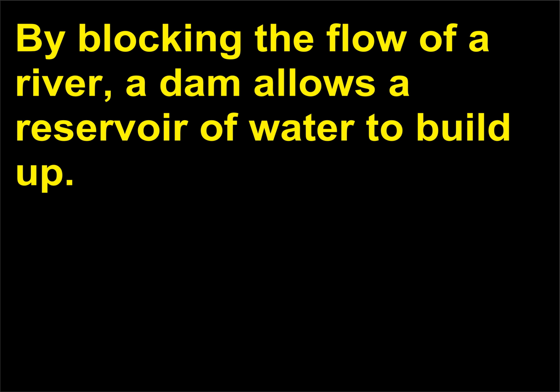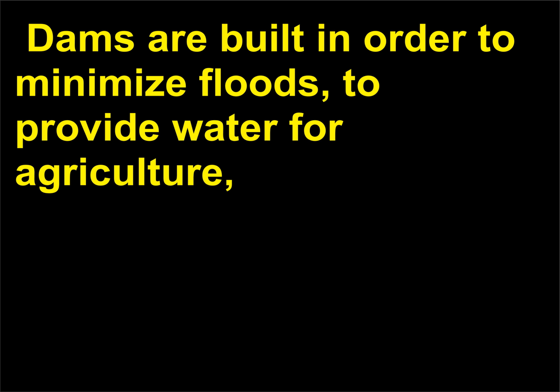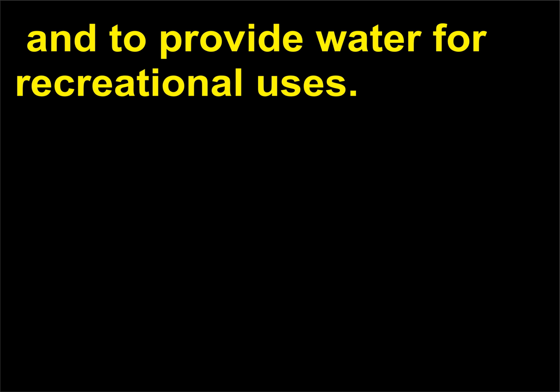What do dams do? By blocking the flow of a river, a dam allows a reservoir of water to build up. Dams are built in order to minimize floods, to provide water for agriculture, and to provide water for recreational uses.